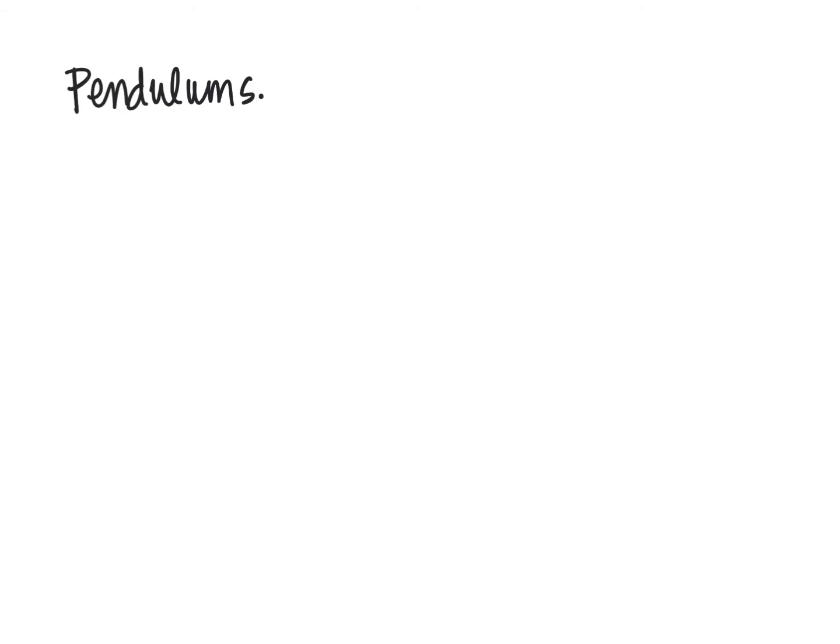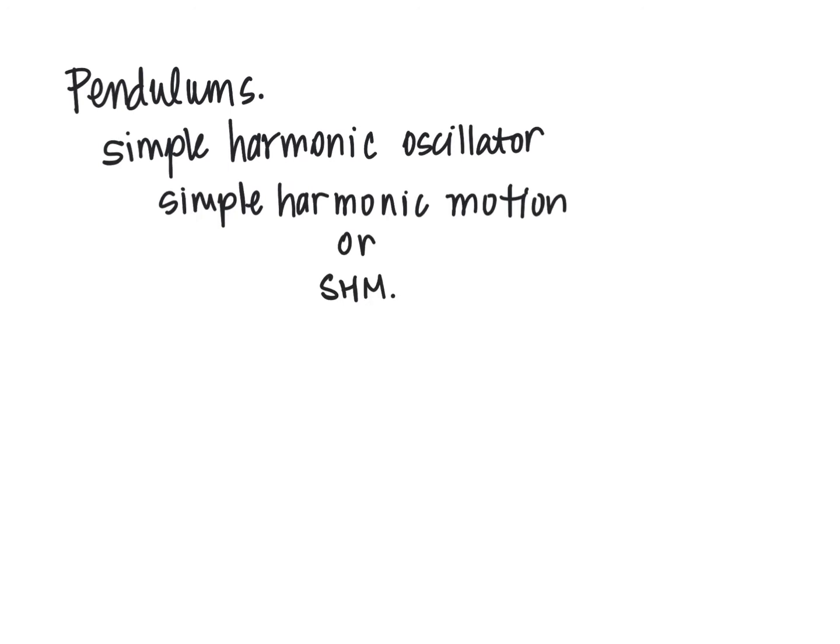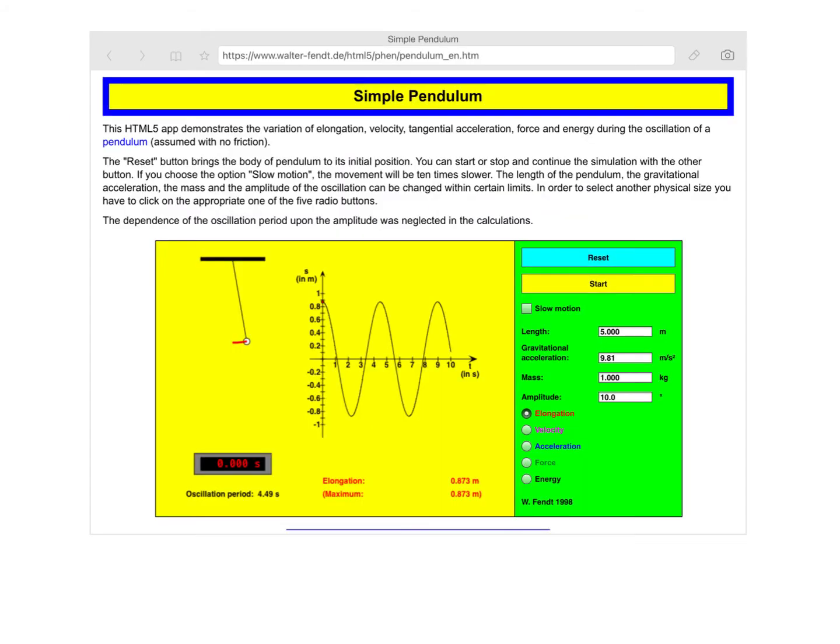A pendulum can be considered a simple harmonic oscillator. Typically, we describe this motion as simple harmonic motion, or SHM, simple harmonic motion. Now let's first start by looking at a few characteristics of the pendulum's motion.